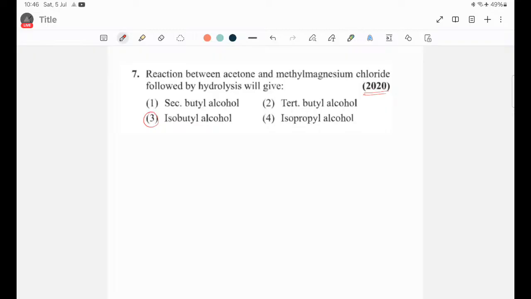Okay, fine. Now we will do this conceptually. Now try to figure out what is happening. CH3COCH3, right? This is the acetone, and you have this methyl magnesium bromide. Methyl magnesium bromide means CH3MgBr, right?